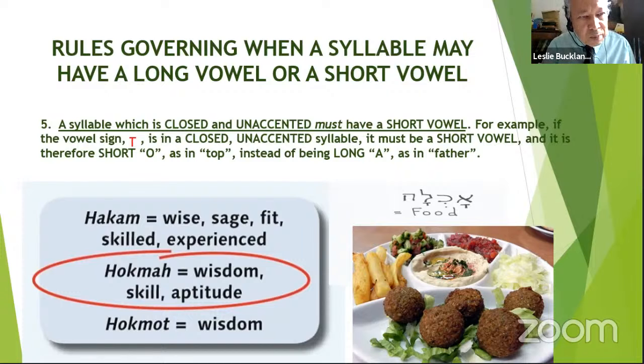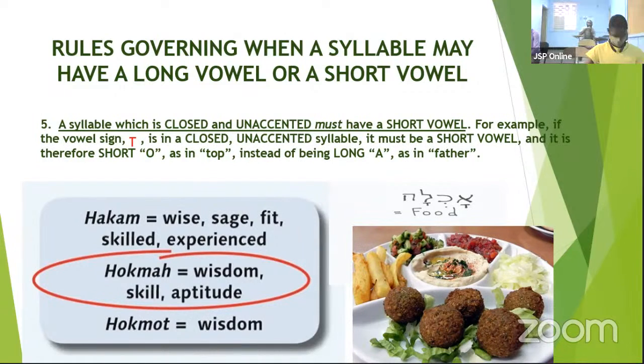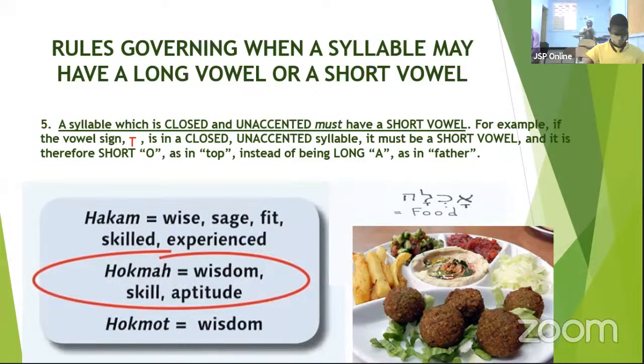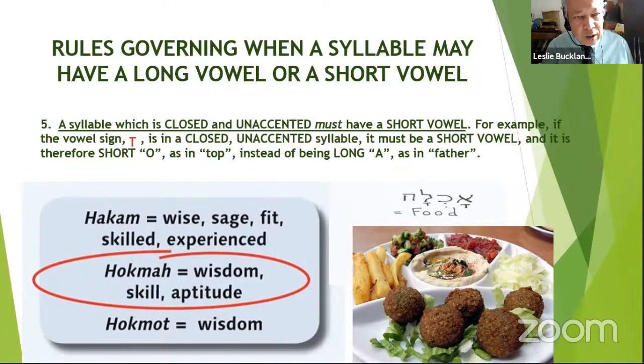So we are learning these basic rules so that we can know why it is that you have a long vowel in an open syllable and a short vowel in a closed syllable, and why sometimes there is a short vowel in an open syllable and a long vowel in a closed syllable. These rules will help us to understand what is happening in the words in the Hebrew Bible. Okay, so we will understand this better as we make progress in our study of Hebrew.